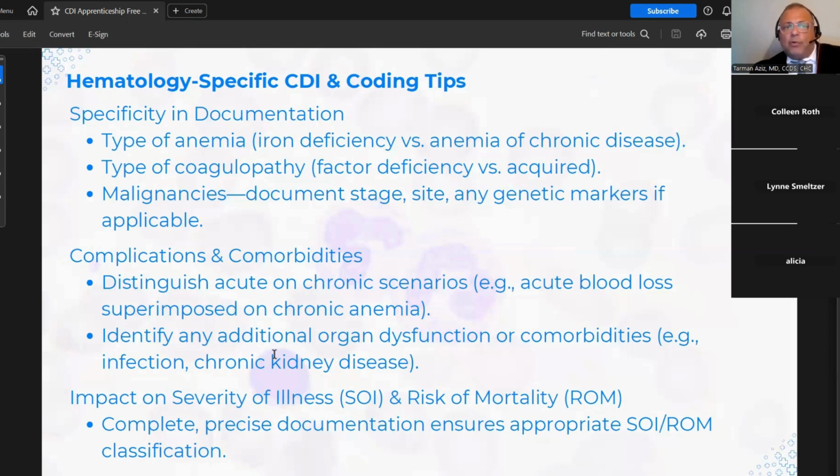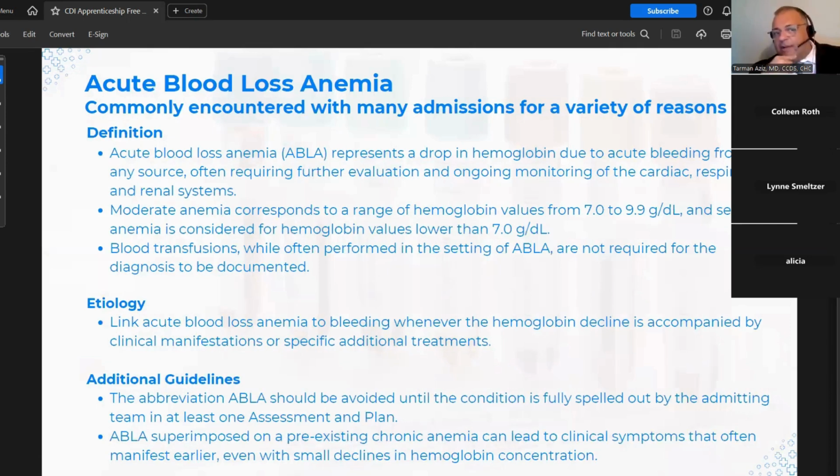And then have you captured enough of the comorbidities that matter to truly reflect this patient's actual SOI and ROM, or severity of illness and risk of mortality? There are several conditions, which again, we're happy to send out to any of you who would like to learn more about this, if you don't already know.